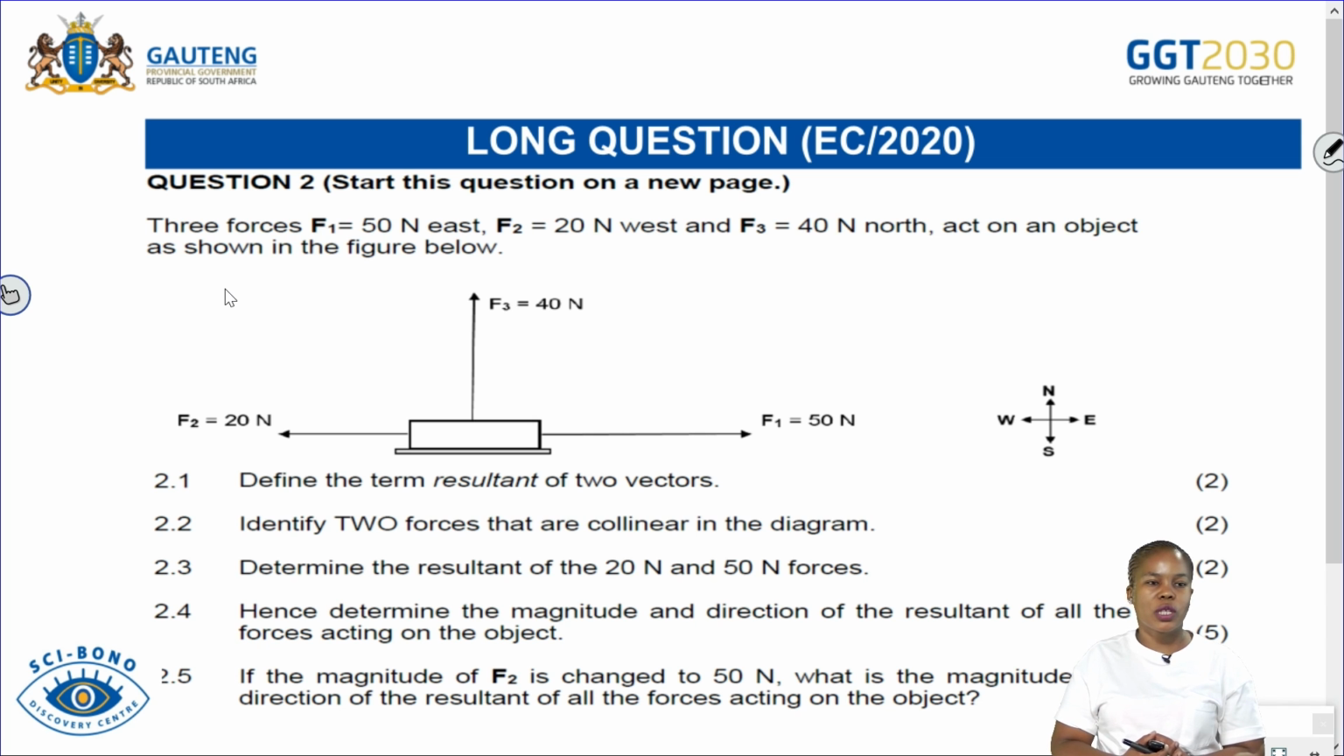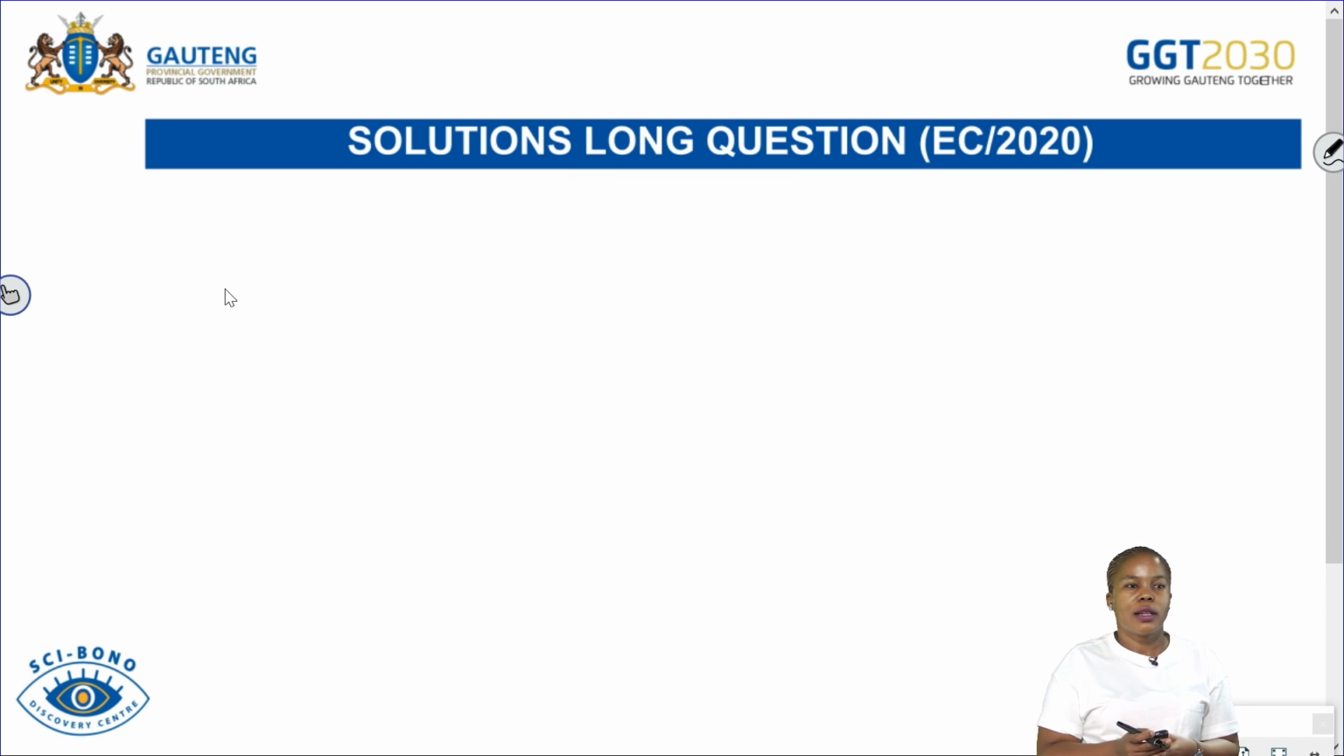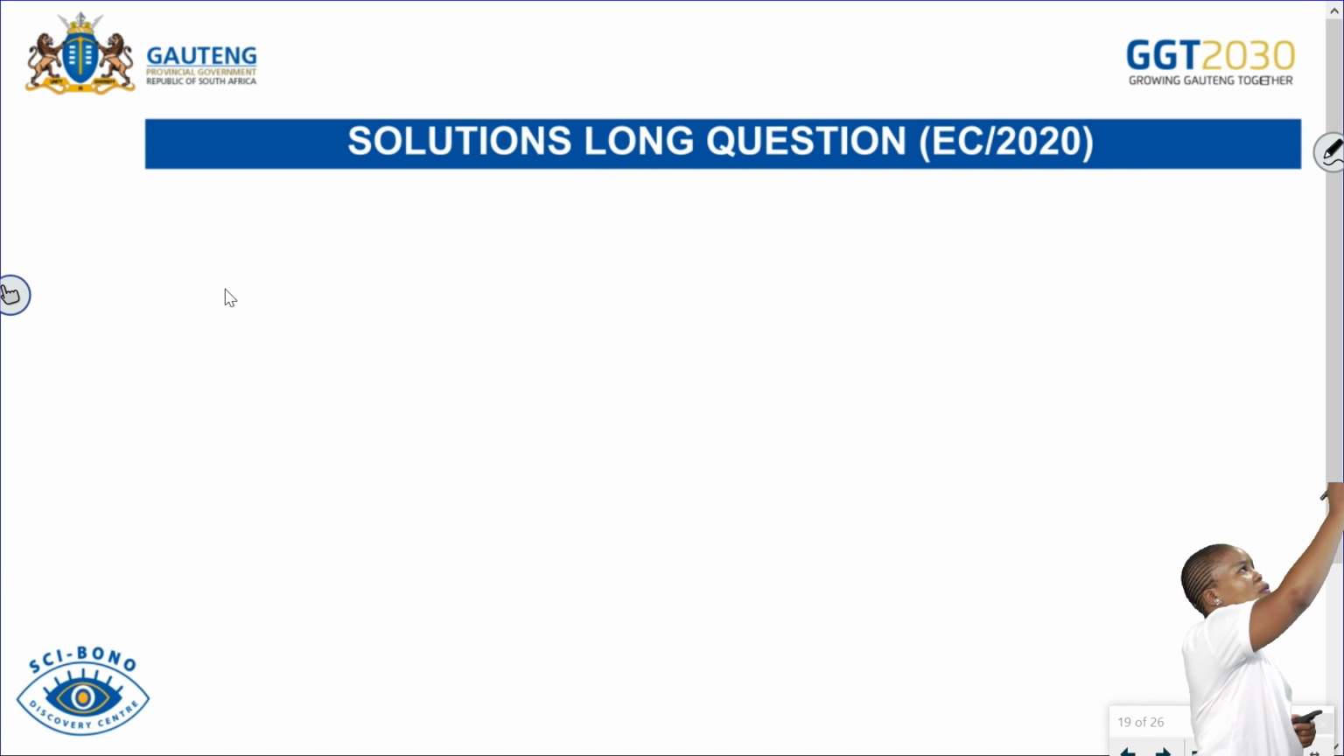Define the term resultant of two vectors. When we say resultant, what do we mean? Remember, a resultant is a single vector that has the same effect as two or more vectors that are acting onto an object. So let's write our solutions over here.